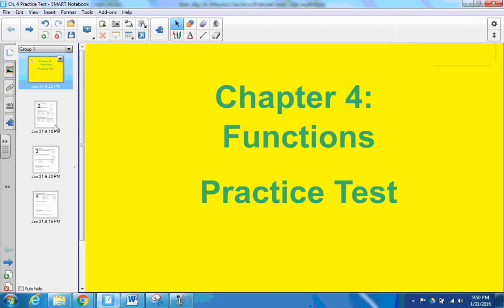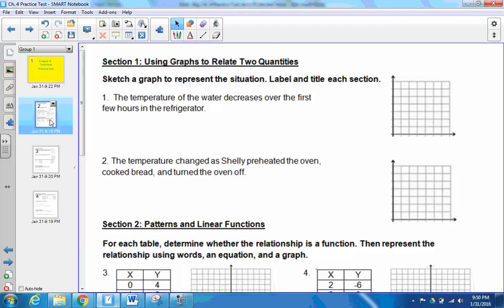All right. So Section 1 is all about relating graphs. So taking a situation and graphing it. So we're gonna sketch a graph and label. Make sure we label and title this graph. So the first one says the temperature of the water decreases over the first few hours in the refrigerator.